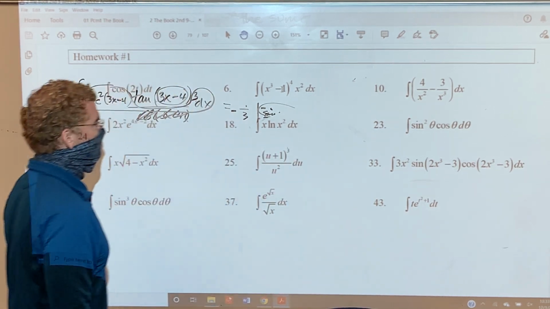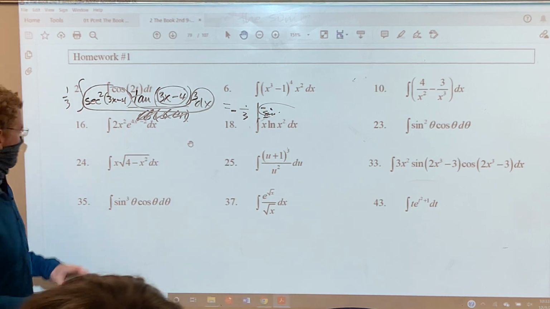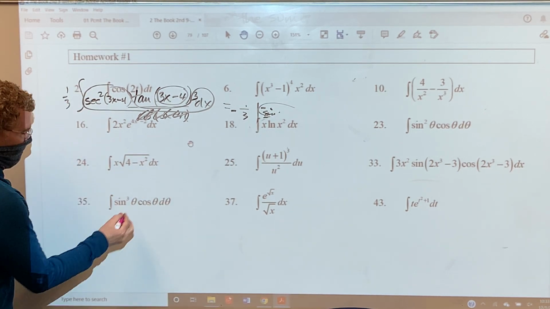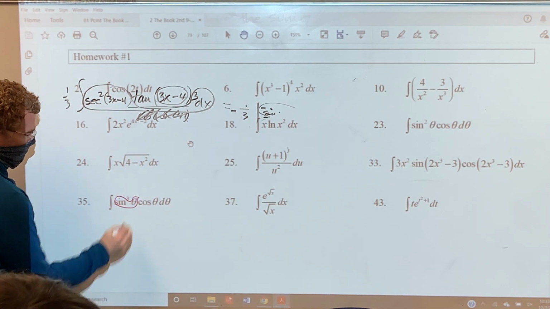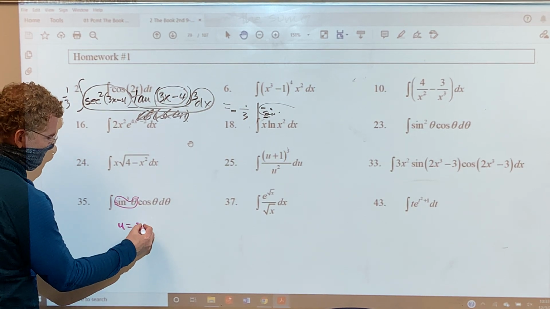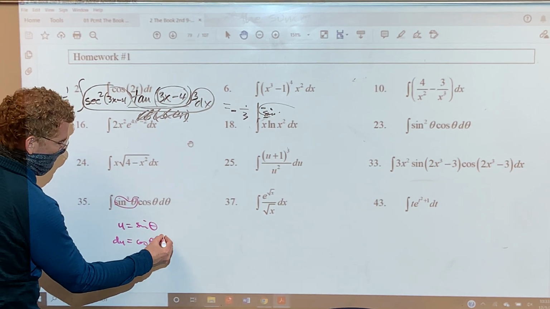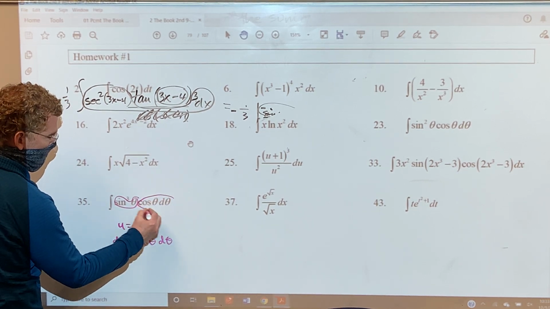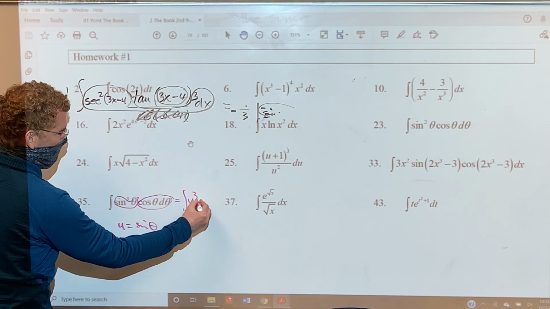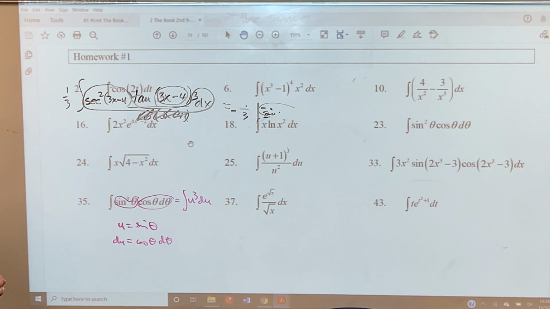You said 35? Yeah. Where's 30? Oh, right there. So I would pick that. I always go inside that power. So if I let u be the sine, then du is the cosine d theta. So I get the integral of u cubed du. Go from there. Okay. That makes sense.